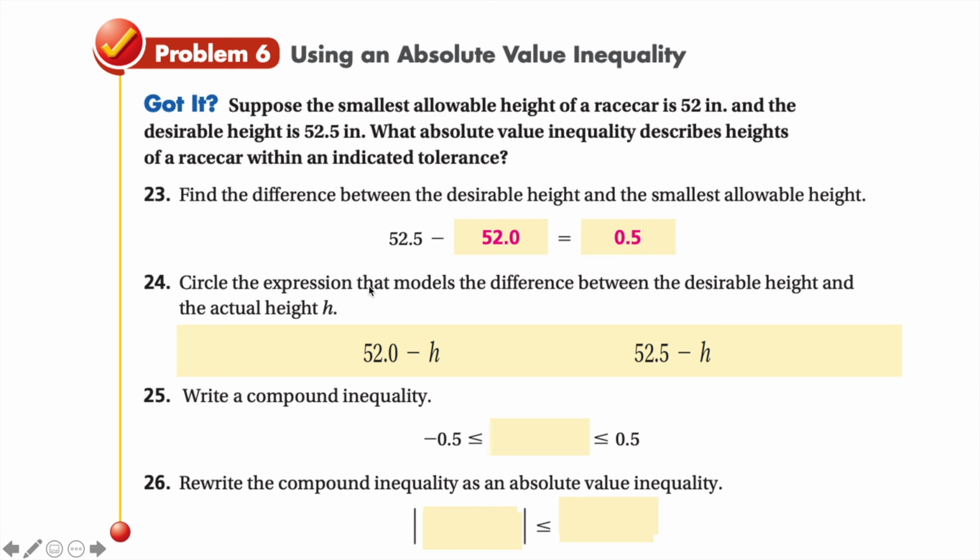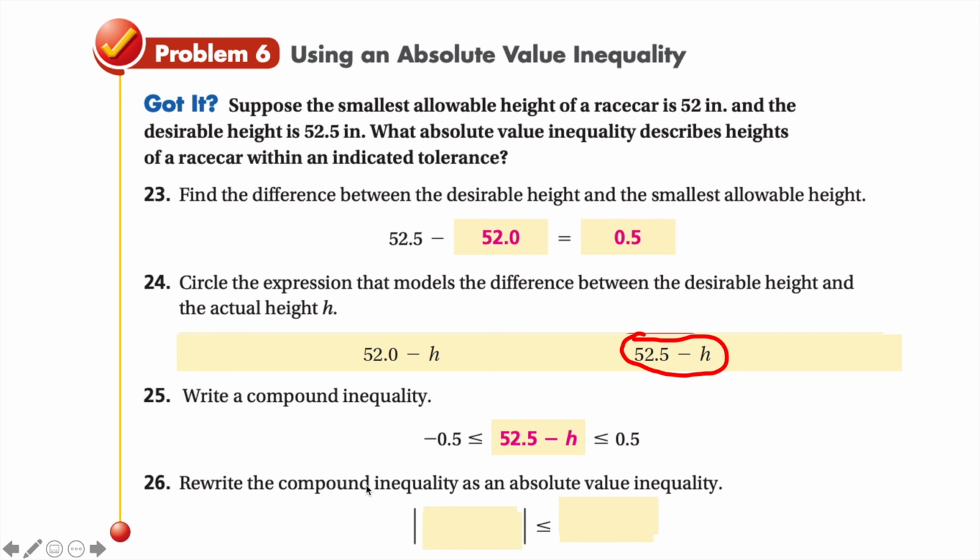So circle the expression that models the difference between the desirable height and the actual height. Well, the desirable height will be 52.5 minus whatever our original height is, which is the h, which happens to be right here. Write the compound inequality. If we already circled the expression that models the difference between the desirable height and the actual height, we can throw this expression into this compound inequality, and you'll end up with negative 0.5 is less than or equal to 52.5 minus h, which is less than or equal to 0.5.